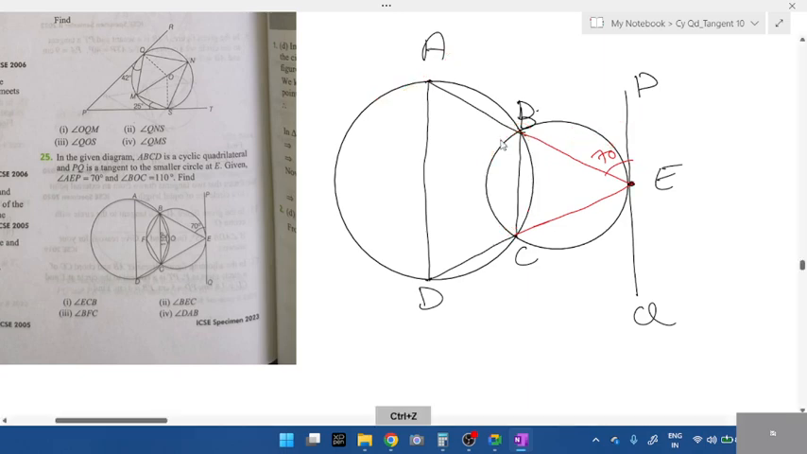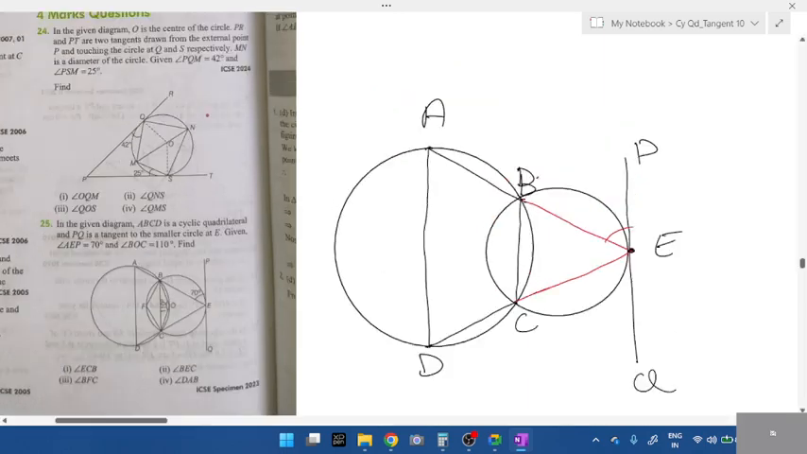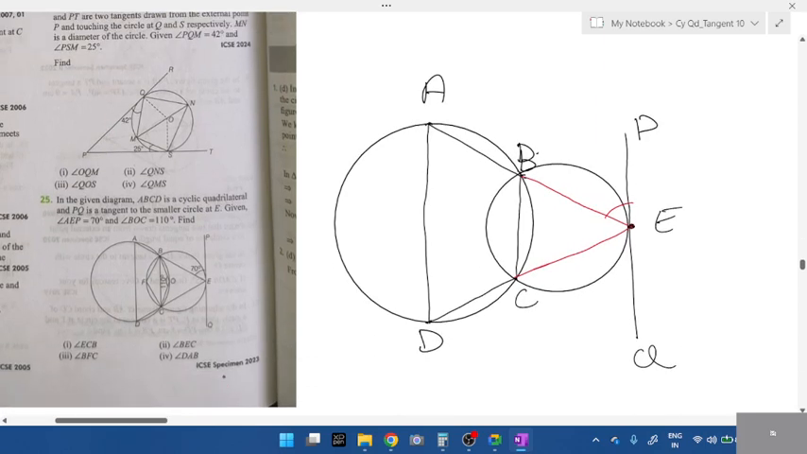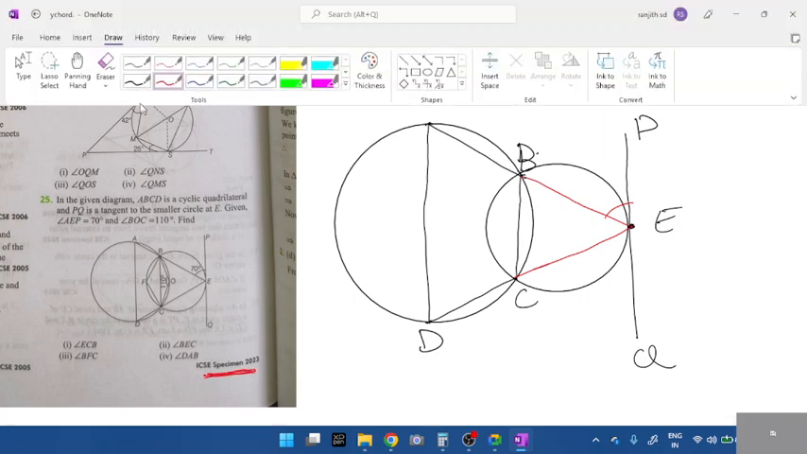This is one of the tough questions. They've asked for how many marks? 4 marks. It's a specimen question, which means they didn't ask it in the board exam. Don't worry, they didn't ask it in the board exam. There were chances of asking such a question. It was given by the ICSE board, but they didn't give such a tough question.